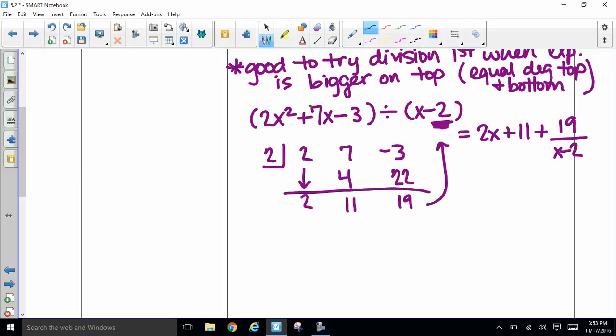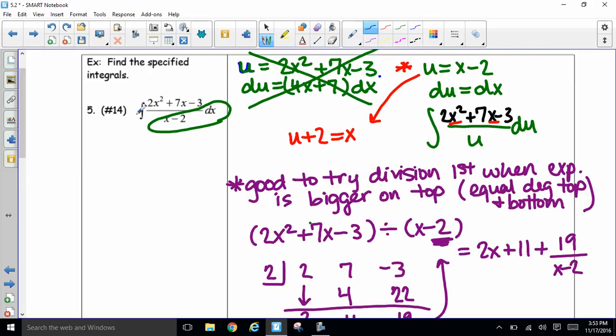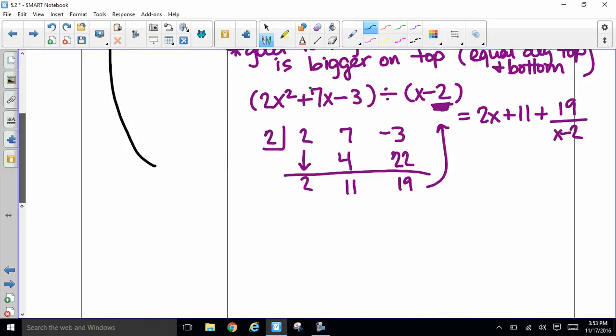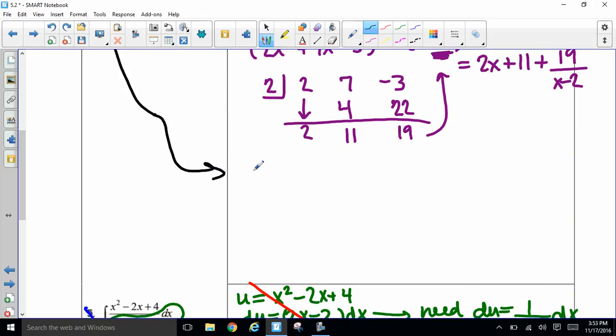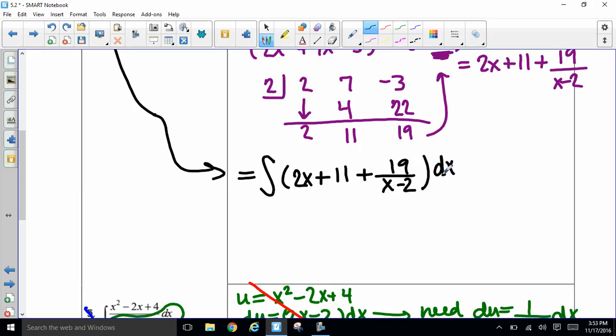Okay, so that means our original integral we have now rewritten to be the integral of (2x + 11 + 19/(x - 2)) dx. Well, I don't need any help as far as integrating the 2x + 11. But this 19 over x minus 2, I do. I need to do a u-sub here.